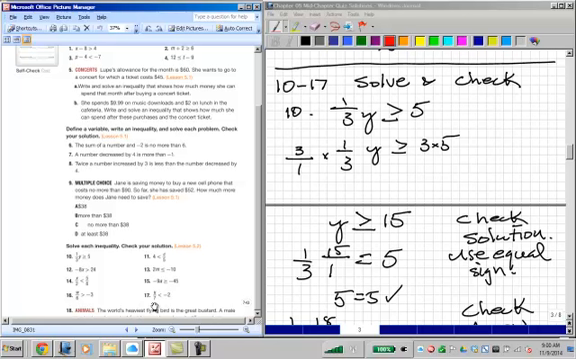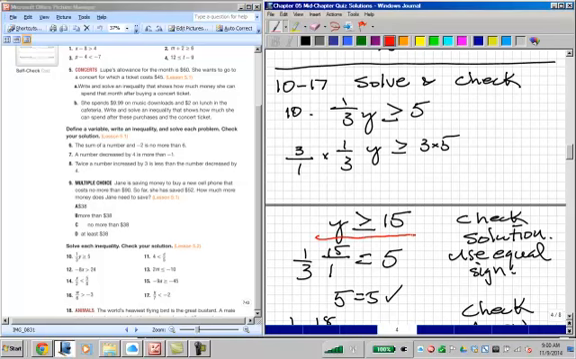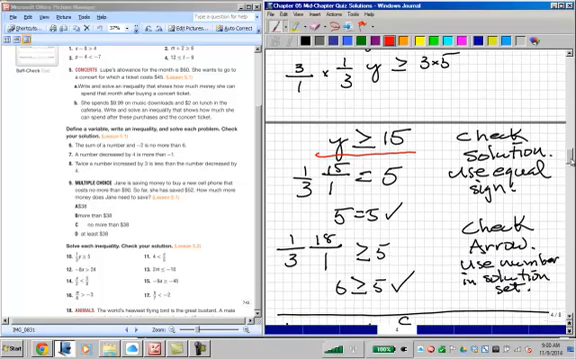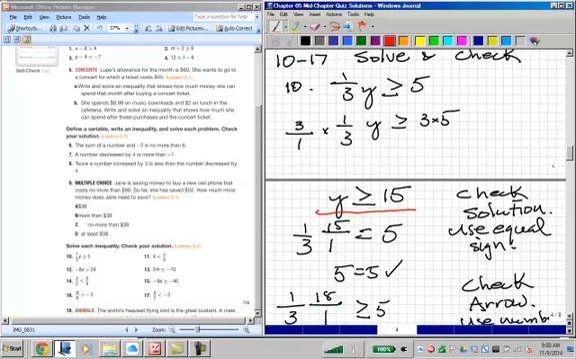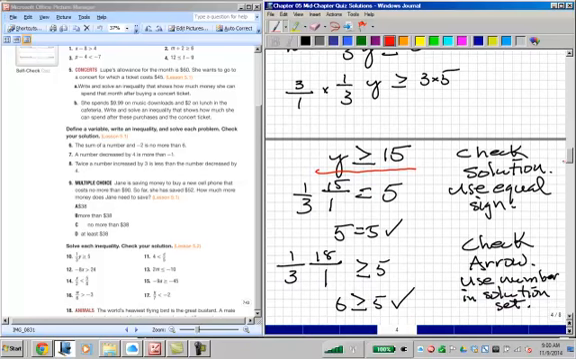All right, 1/3 y is greater than or equal to 5. Multiply both sides by 3. Y is greater than or equal to 15. Okay, so there's the answer right there. Now, the first thing you do is plug your answer into the original equation, 1/3 times 15 with an equal sign. This helps you check that you have the right number in your solution. And that checks. 1/3 times 15 equals 5.